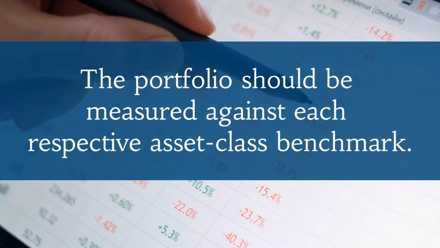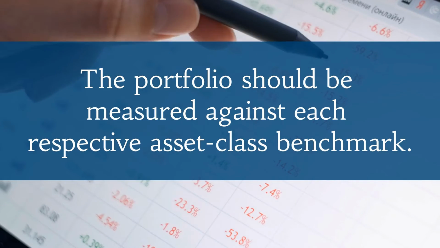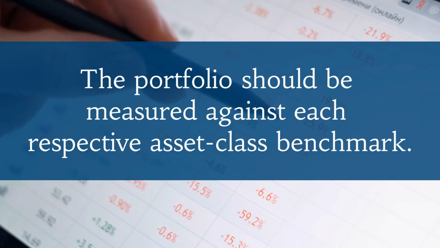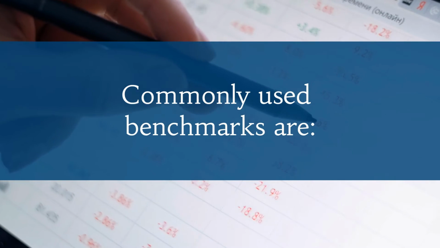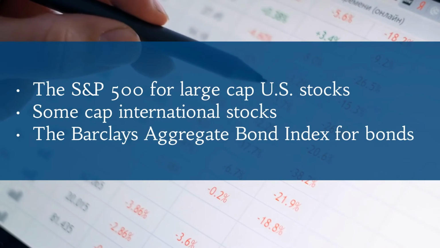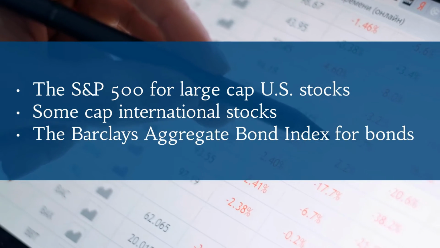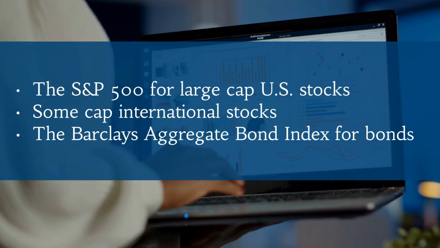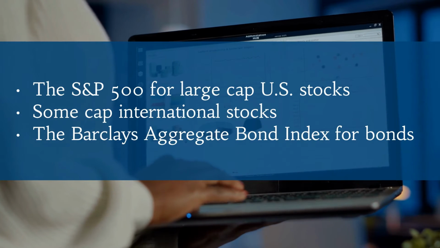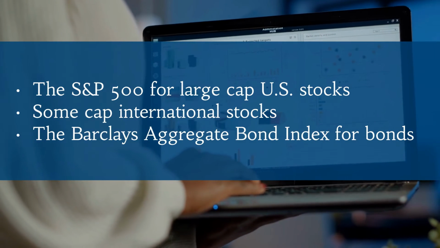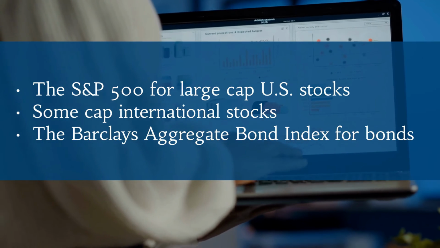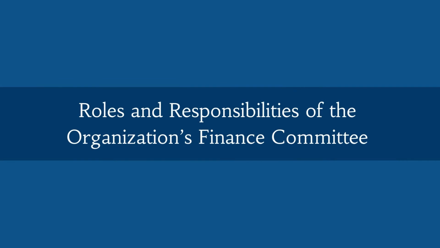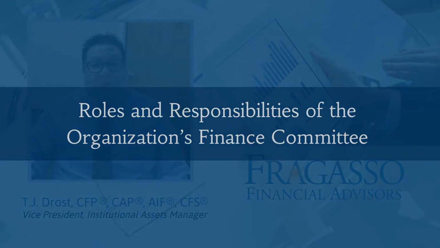Benchmarking. The portfolio should be measured against each respective asset class benchmark for each asset group that is contained within the long-term strategic allocation. Some commonly used benchmarks are the S&P 500 for large cap U.S. stocks, the MSCI EAFE for large cap international stocks, and the Barclays Aggregate Bond Index for bonds. Along with these asset category benchmarks, the IPS should also detail the custom benchmark for the investment manager to compare against.